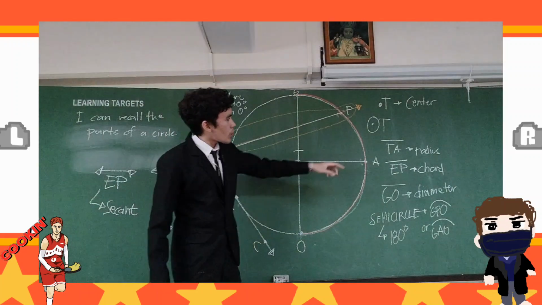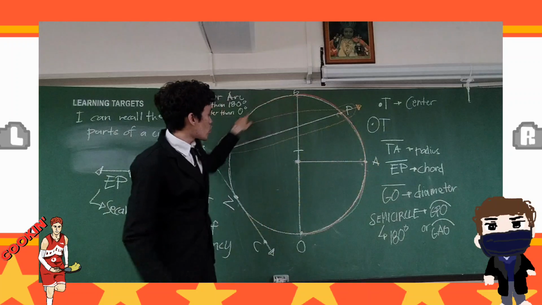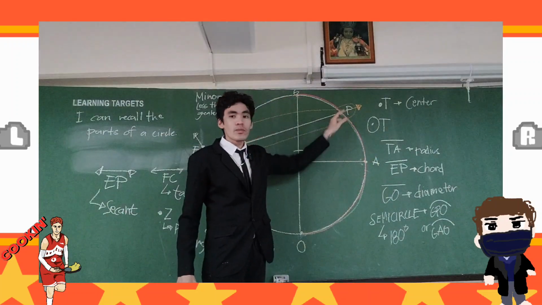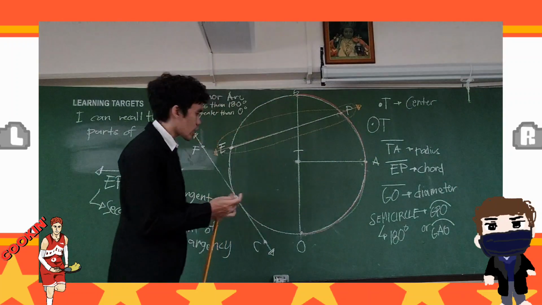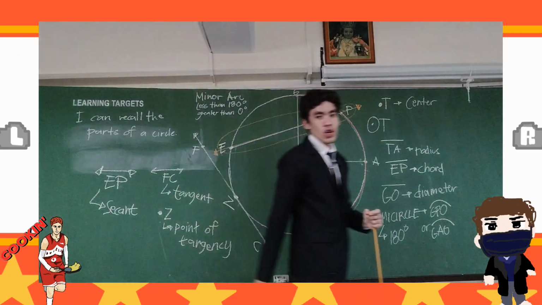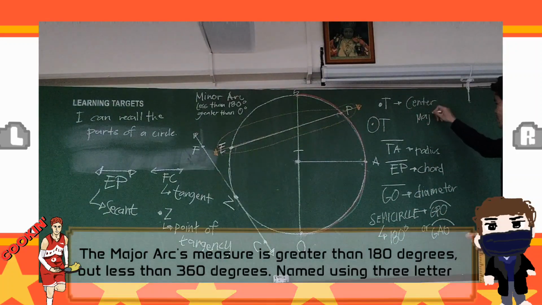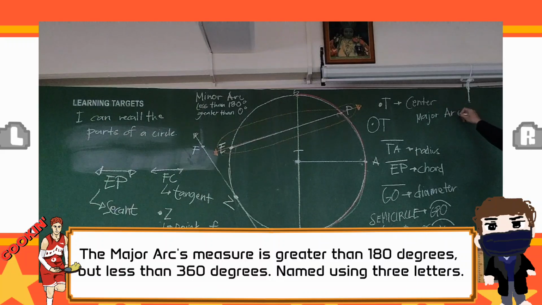So how about if you want to talk about an arc that goes from G and still ends with P but goes the other way around? That's what we call a major arc. So if a minor arc is less than 180, greater than 0 degrees, we can say that a major arc is greater than 180 but less than 360 degrees.